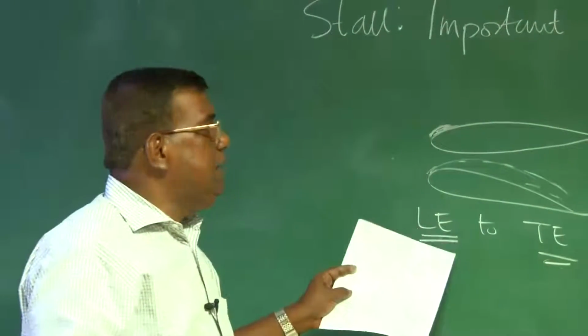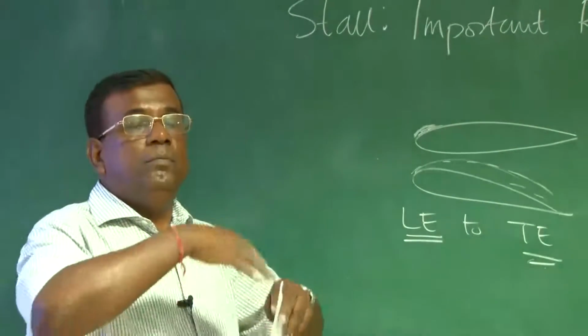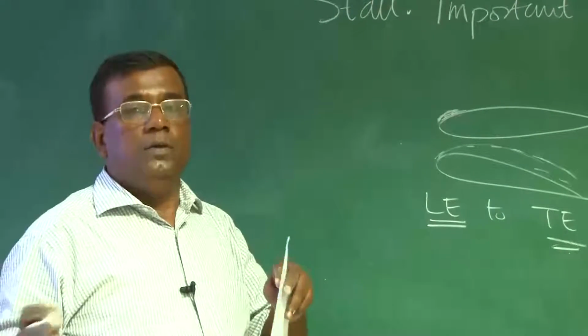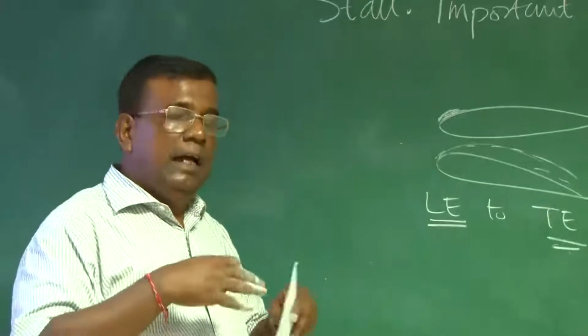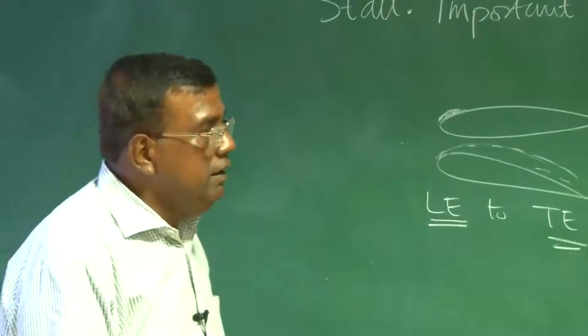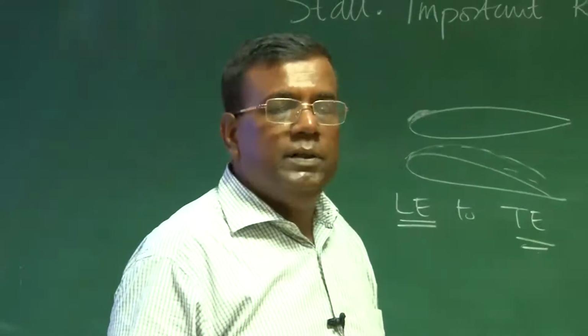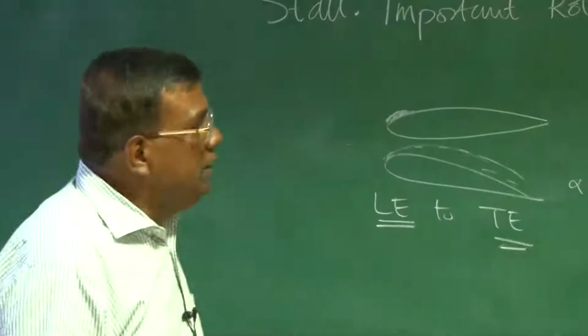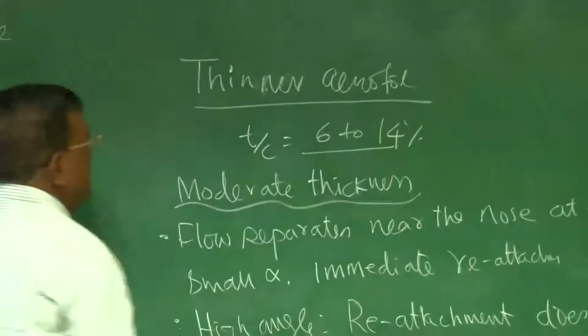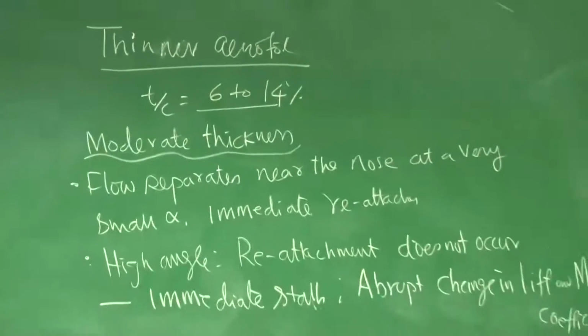But here, it starts from the leading edge, so naturally the leading edge portion is the portion where the lift generation is most efficient. If that part stalls, naturally the lift stall will be very, very abrupt. And naturally, there will be abrupt change in lift coefficient and pitching moment coefficient. So that is the story when you are working with a moderate thickness aerofoil, which is nomenclatured as a thinner aerofoil.